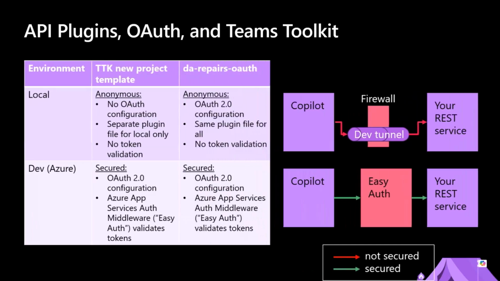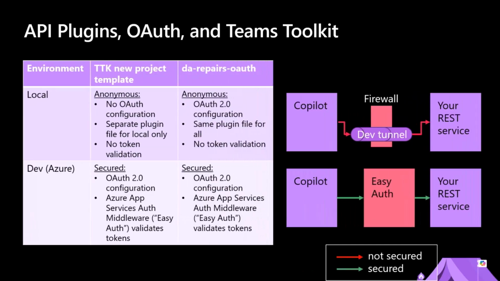Waldek Mastykarz has improved on this with a sample, which is in our new repo. So I'll point you to aka.ms/copilot-pro-dev-samples. And this one is in there. I don't have a separate link for it. What he's done is he's said, let's use the same plugin file for both. Let's go ahead and authenticate the users when we're running locally, but we're still not going to validate it because there's no supported way to do it. And so that's okay, but you notice I still have red arrows on the local development picture.